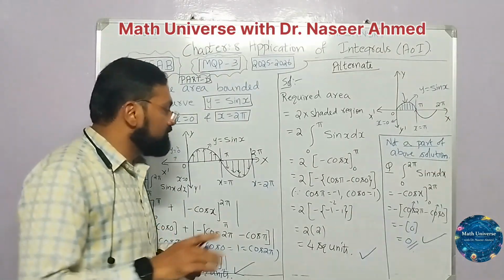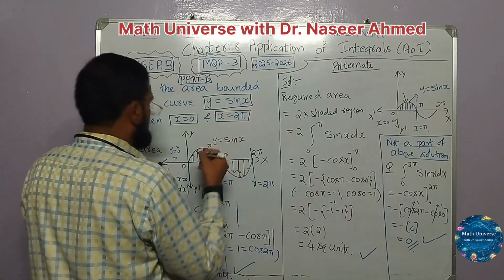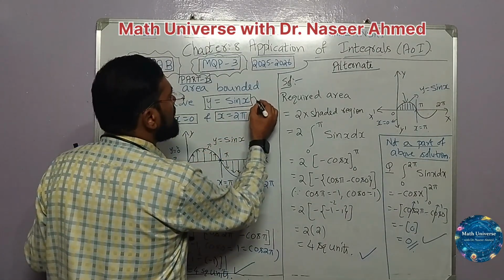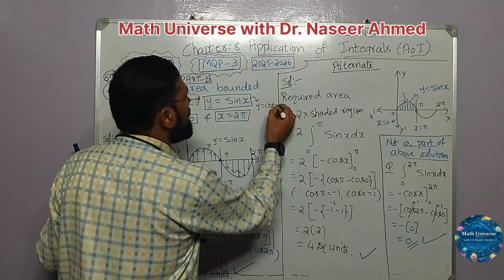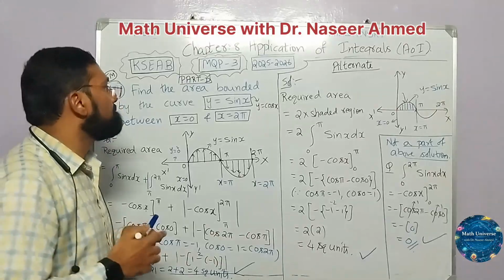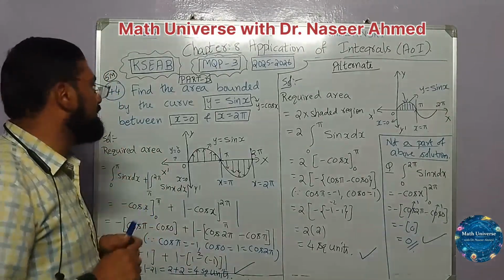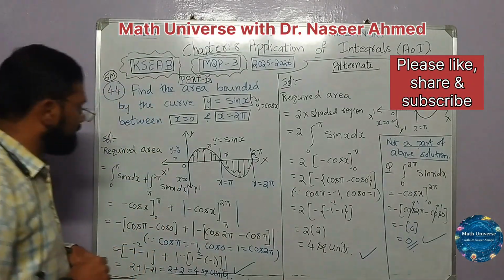One more thing, you can take one assignment on this. In place of sin x, you can take the assignment as y equal to cos x between the same 0 to 2 pi. Again you will get the answer to be 4. It is there as an example in the NCERT text. You will get 4 only. Same way.